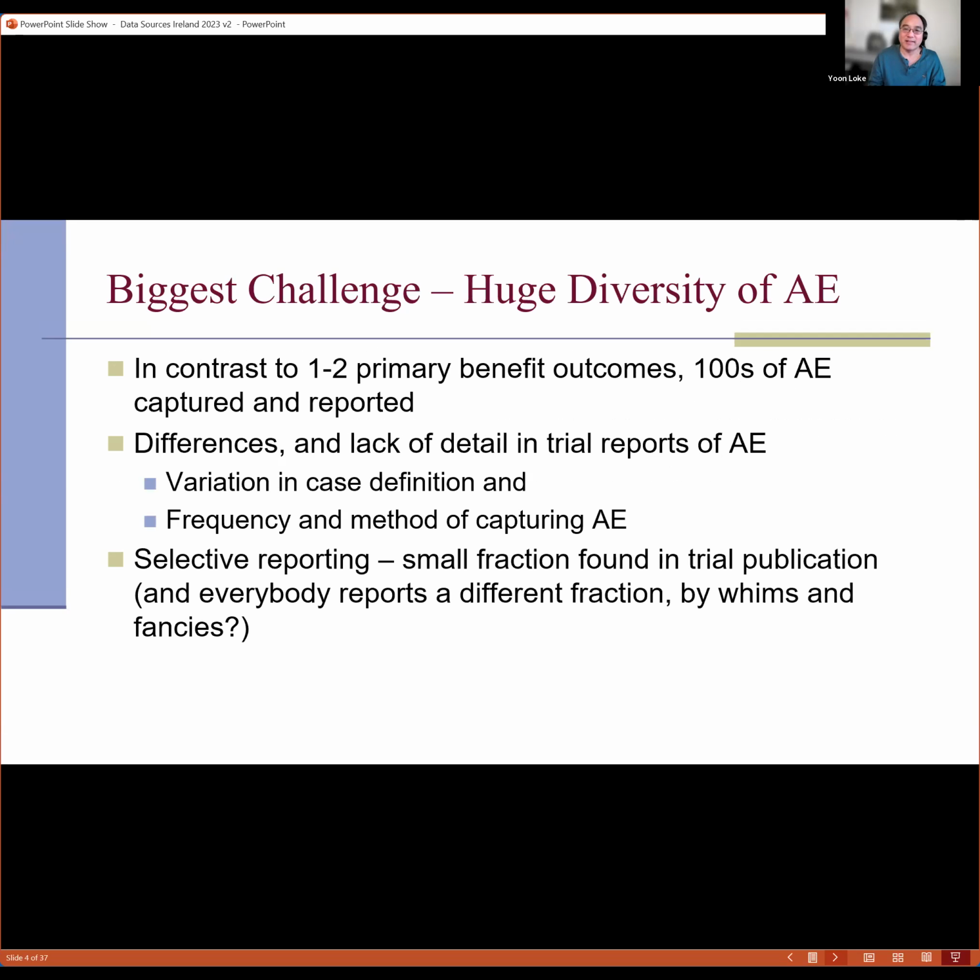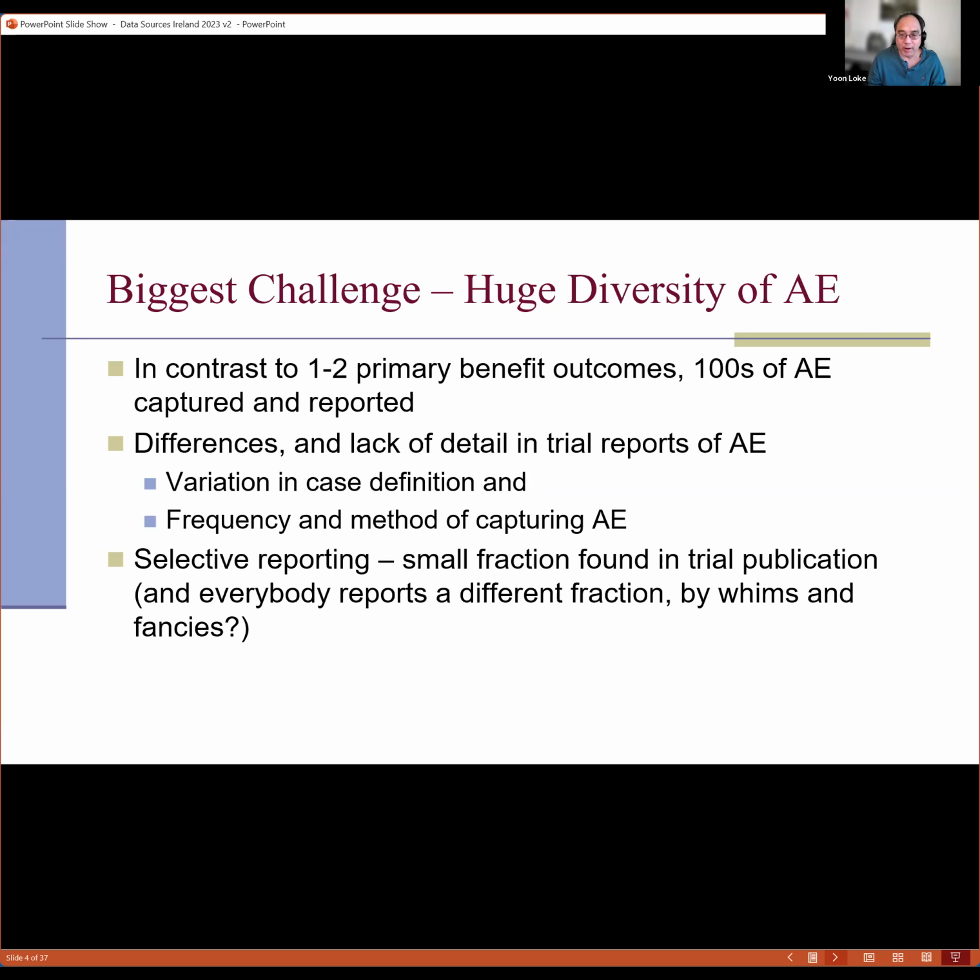So I guess this is the biggest challenge of them all. If you think about beneficial outcomes, you probably look at two or three important benefits, typically measured as primary outcomes. However, when you look at adverse events, there are hundreds or even thousands of them, because anything that can go wrong will go wrong in a trial. And therefore, a huge, diverse range of adverse events are captured and reported.